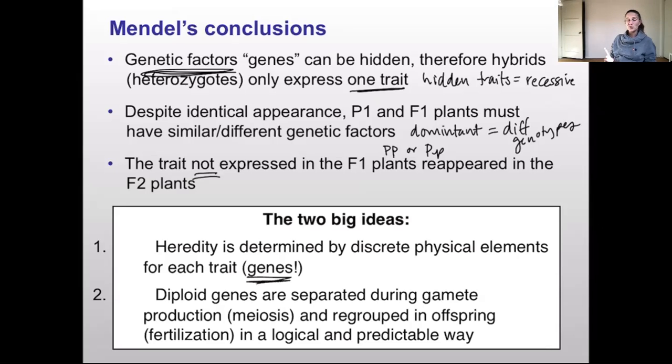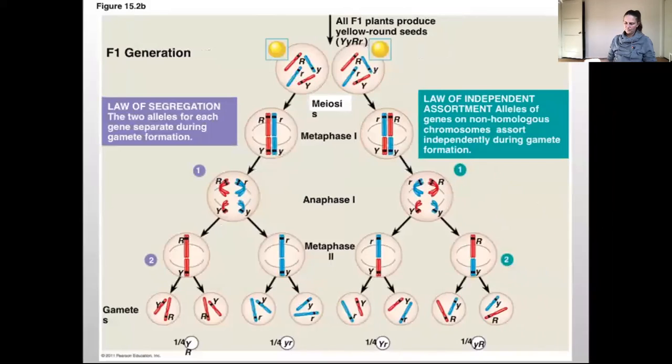We now know that those are genes, or sequences on a chromosome that encode a protein. The second big idea is that diploid genes get separated when you go through meiosis, right? And then regrouped when you come to fertilization, okay?